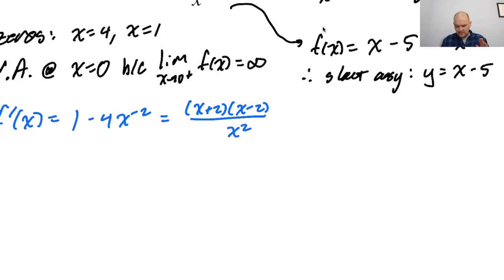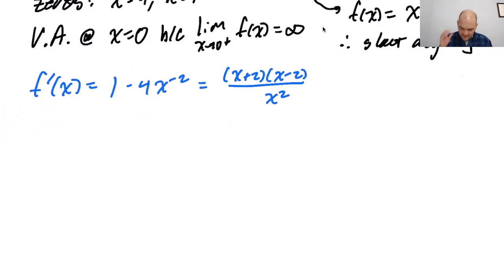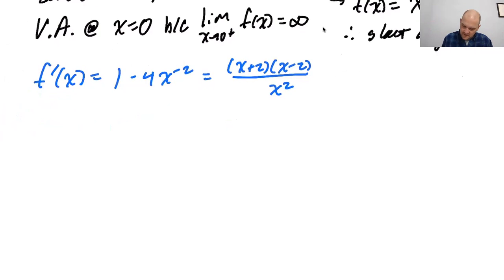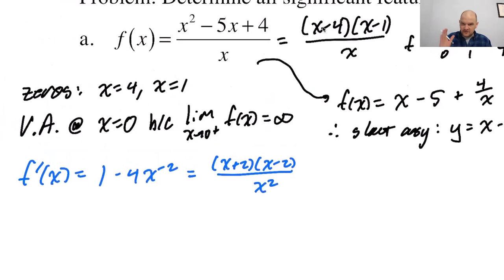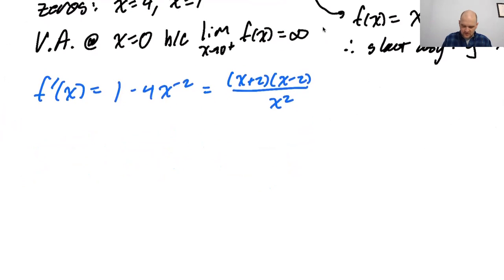So where did that come from? It was 1 is x squared over x squared minus 4 over x squared. So x squared minus 4 over x squared. X squared minus 4 factors into x plus 2, x minus 2. So we're good there. All right, so critical points at 2 and negative 2. x equals 0 is not a critical point because it's not in the domain of the function, but it's definitely going on my sign chart. So I'm going to do a sign chart here for f prime with negative 2, with 0, and 2.